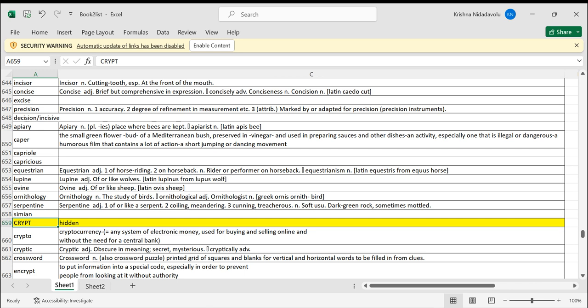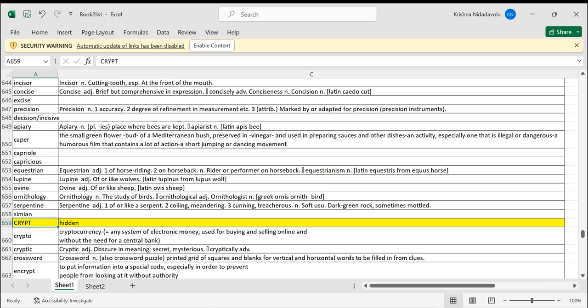Biologists study a lot of simian viruses, viruses that originate from monkeys and apes, for the cure of AIDS and other diseases. Right. Human babies often cling to their mothers in a simian way. Like how baby monkeys cling to their mother, human babies also cling to their mothers likewise. That is called simian.